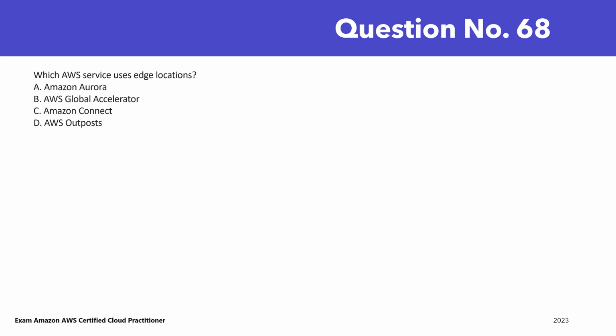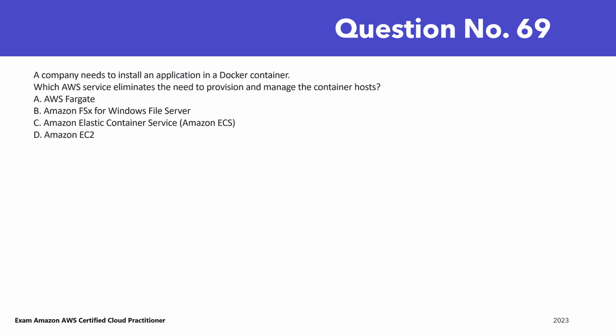Which AWS service uses edge locations? A. Amazon Aurora. B. AWS Global Accelerator. C. Amazon Connect. D. AWS Outposts. Correct answer, B.